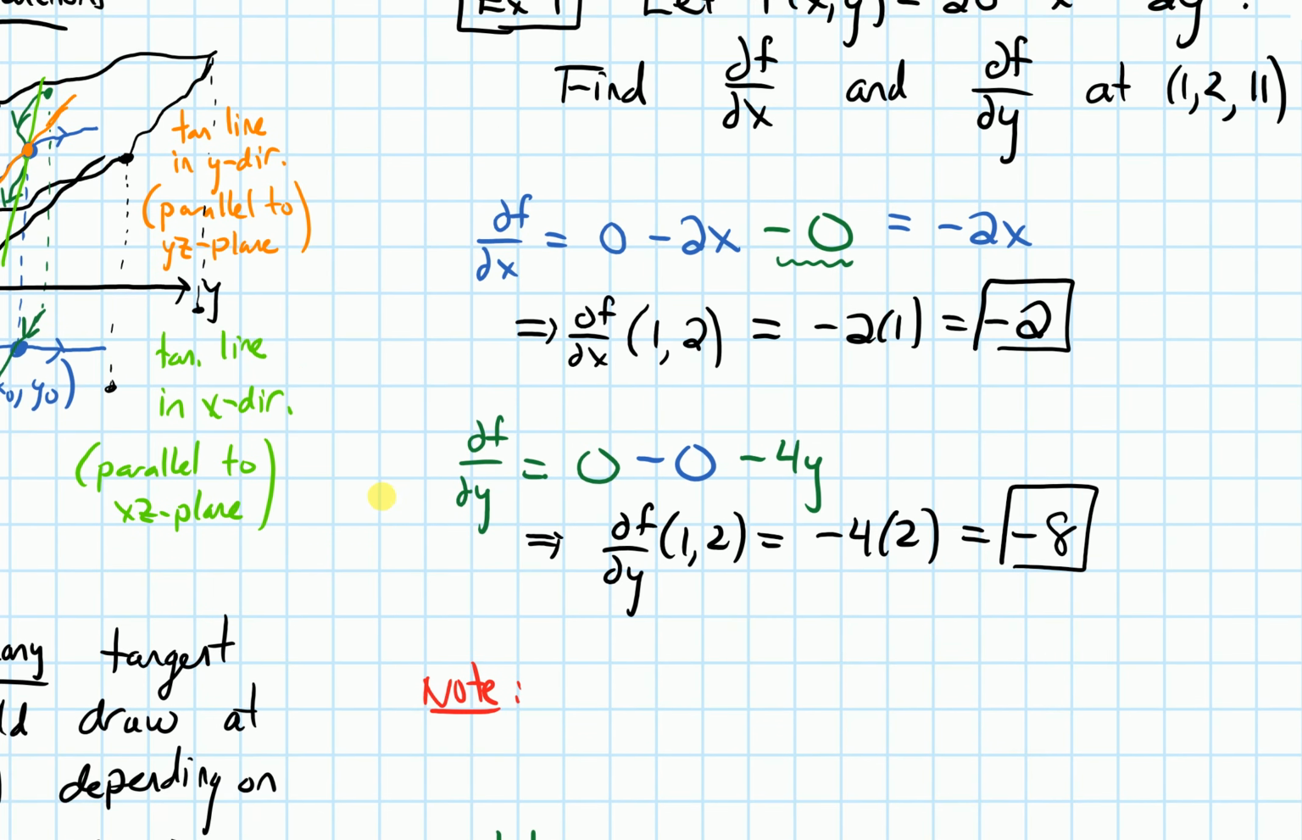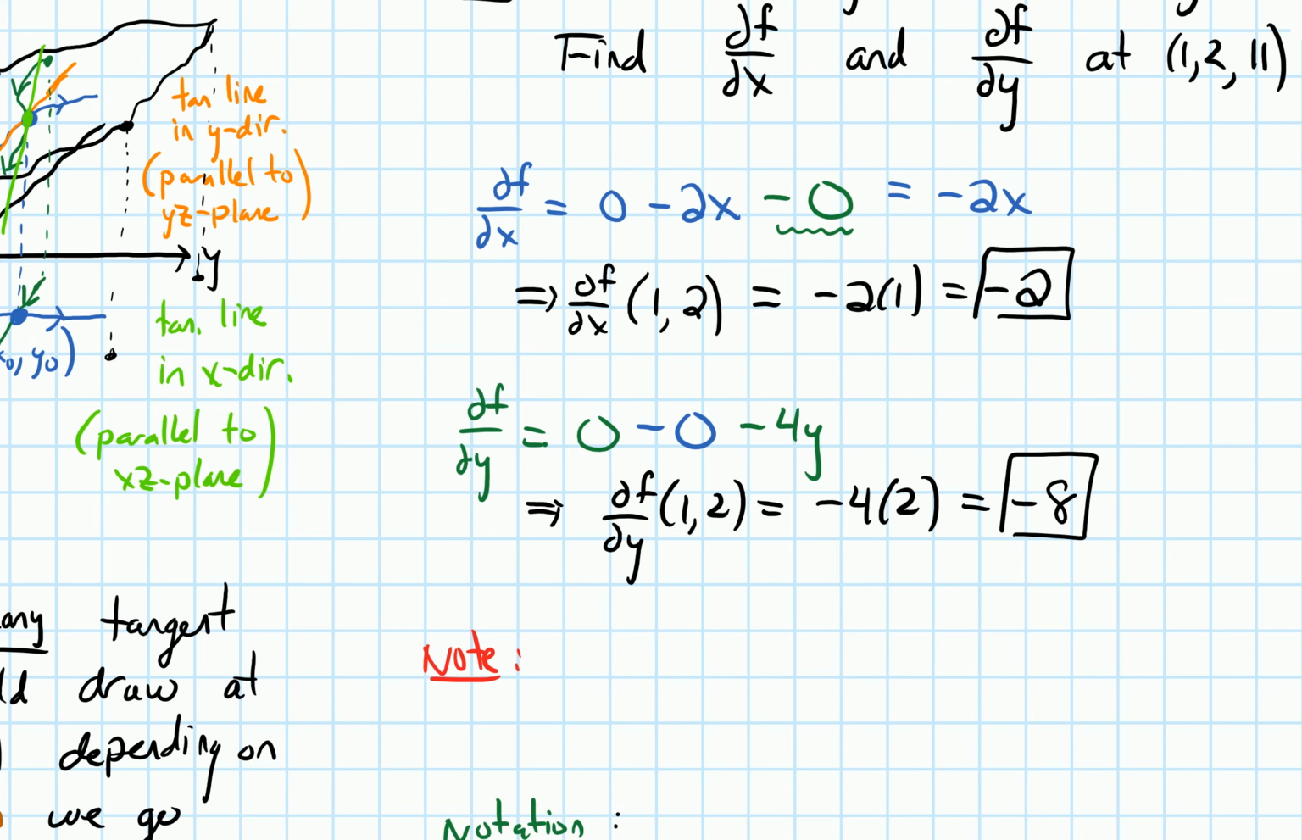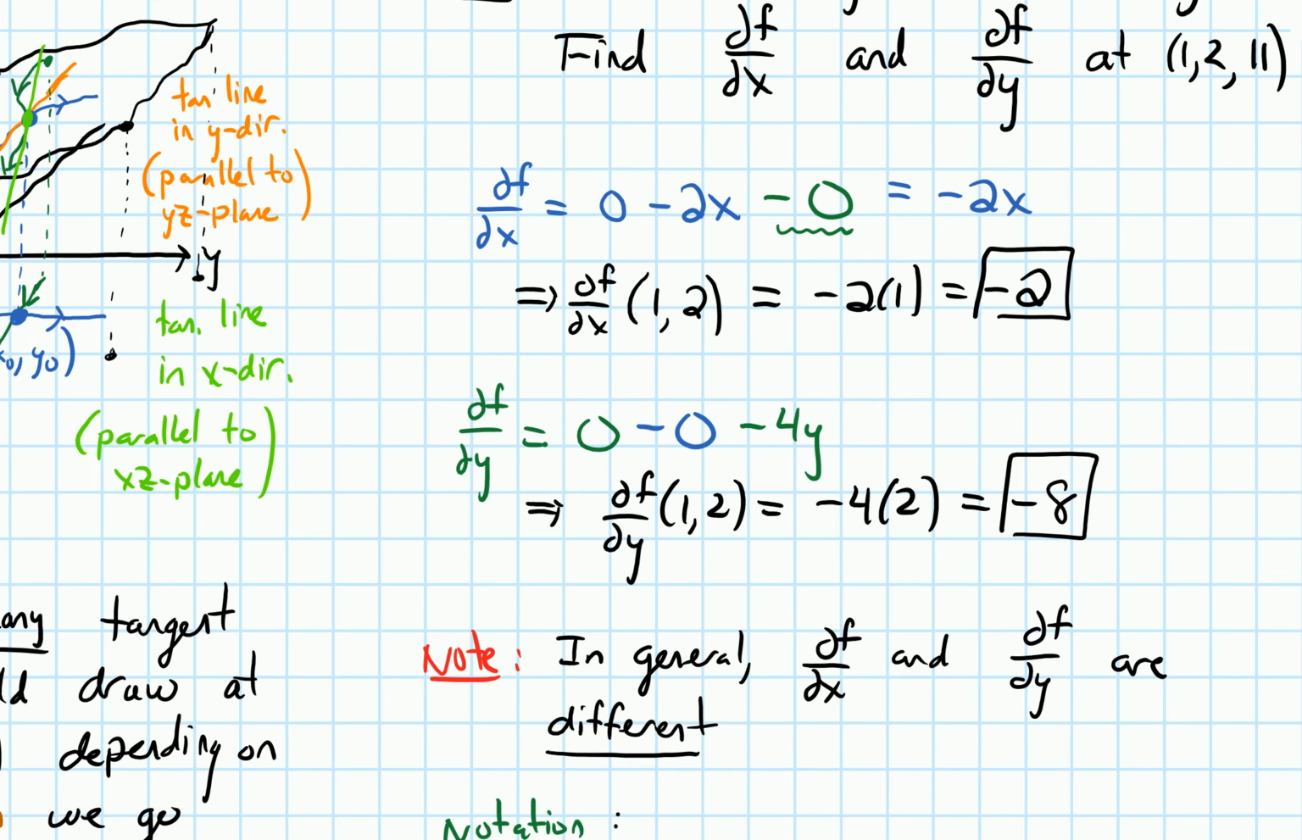So one thing that I want to note about this is, in general, del f del x and del f del y are different. So in general, in practice, the partial derivative with respect to x and the partial derivative with respect to y are going to be different. Now there might be certain exceptions where they're the same, but in most cases, they're going to be different. And that showed up here in this example.